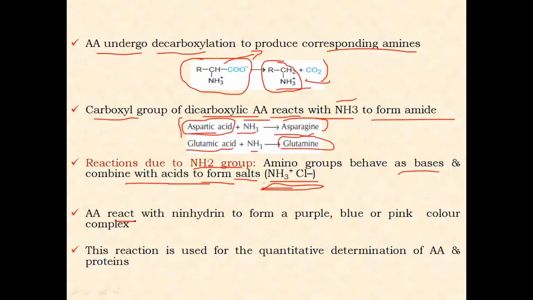Next, amino acid reacts with ninhydrin to form a purple, blue, or pink color complex. This reaction of amino acid with ninhydrin is used for quantitative determination of amino acids and proteins. So it is an important reaction.